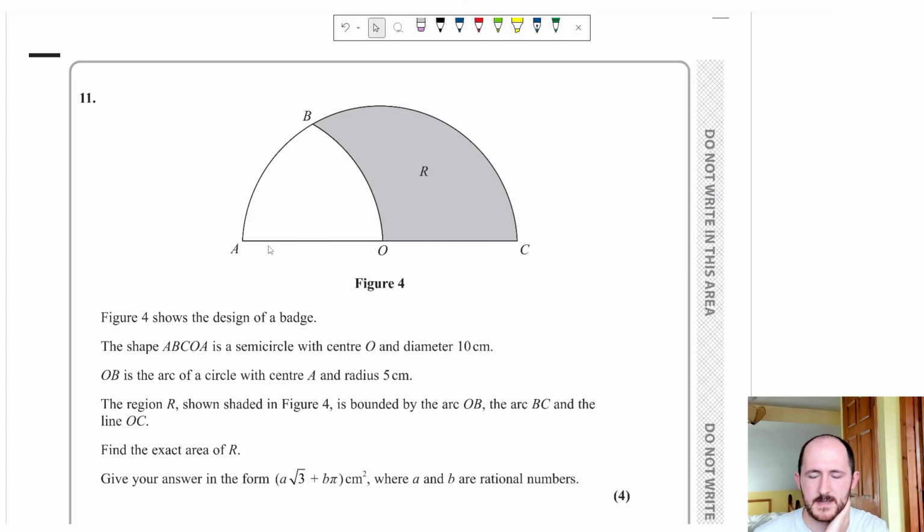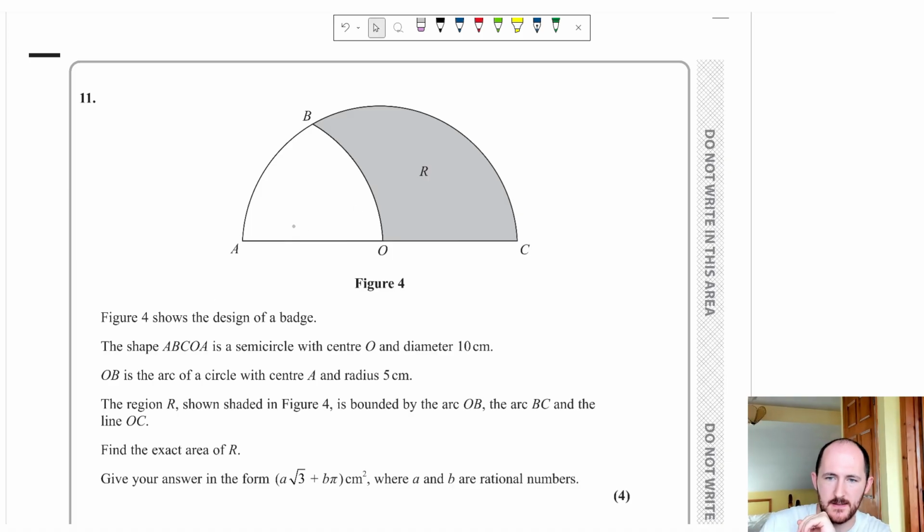Cool. The common mistake I see here is people doing the area of the semicircle, and they do minus the area of the sector, or minus 2 times the area of the sector. That's not quite right, sadly, because if you look at this shape, it's not actually just a sector. It's 2 sectors stuck together, which is annoying because you also don't want to double count the area of the sector, which sucks. Now, it says here OB is the arc with center A.